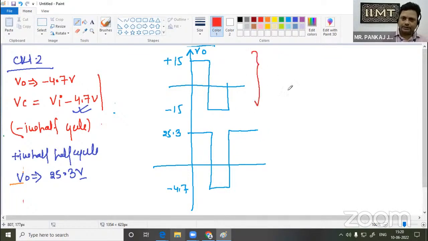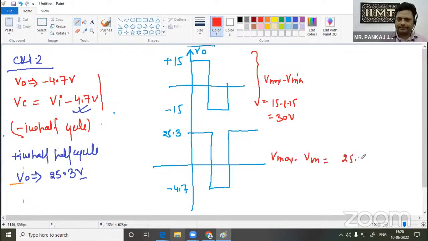Again you can check the V max minus V minimum, that will be how much? 15 minus minus 15, it is 30 volt. And here also V max minus V minimum, it is 25.3 minus minus 4.7, again it will be 30 volt.